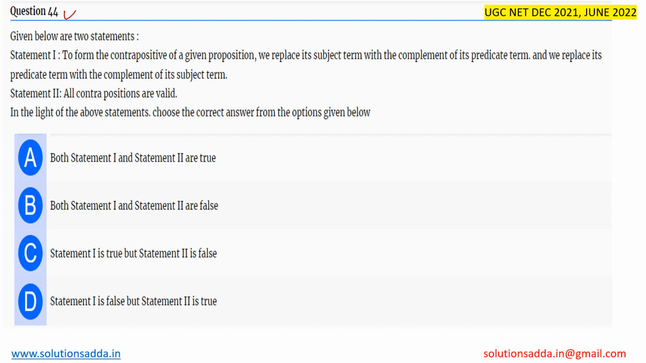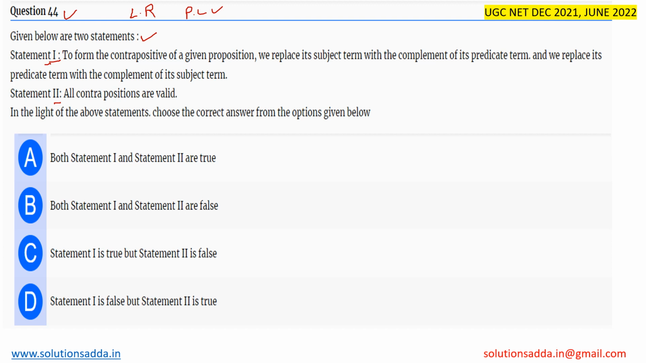Hello everyone, this is question number 44. These questions belong to logical reasoning, from the proposition logic topic. The question states that two statements have been given, 1 and 2, and we need to tell whether these two statements are true or false. One is true and another is false, and vice versa.